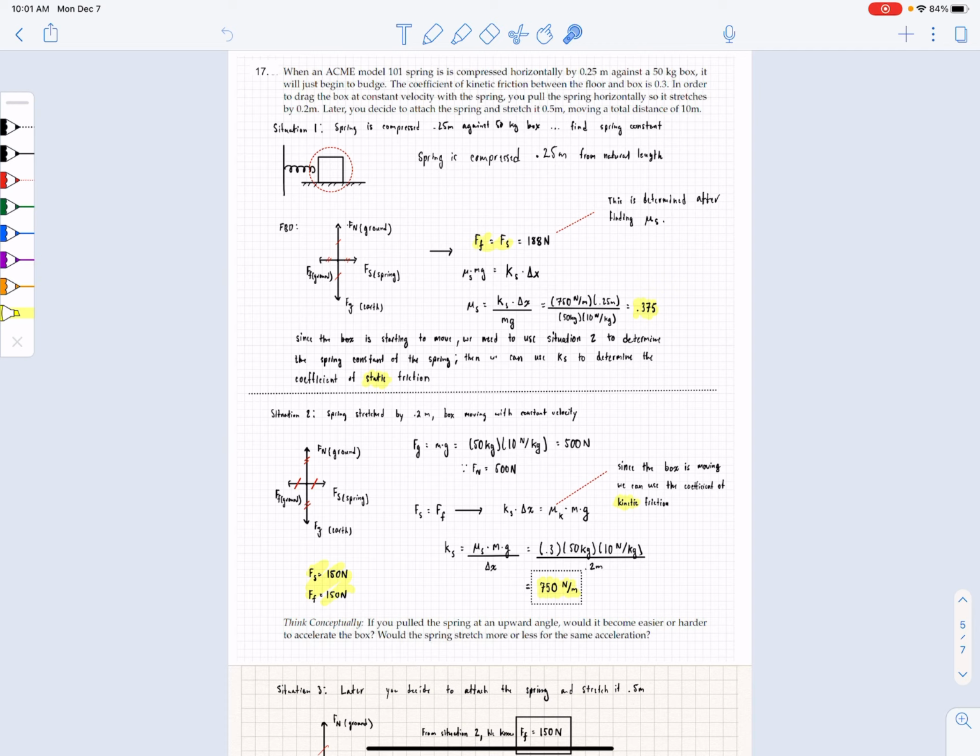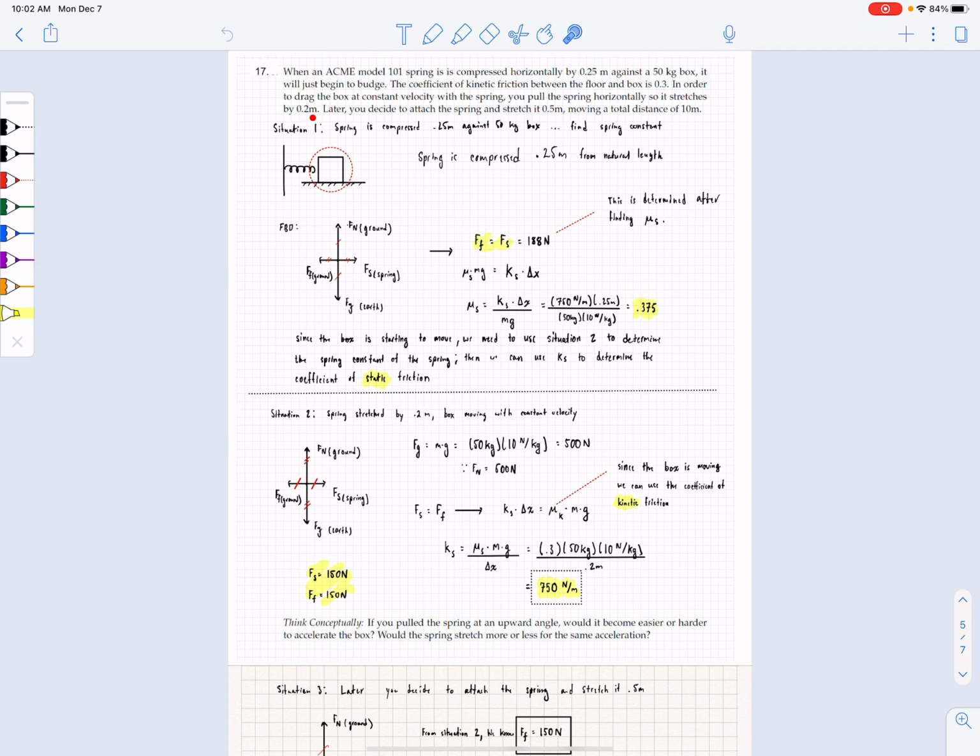In order to drag the box at a constant velocity with the spring, you pull the spring horizontally so that it stretches by 0.2 meters. So what this is to say is the spring needs to be compressed 0.25 meters for the box to begin to move. But once the box is in motion, the spring only needs to be compressed, or I guess stretched. Either way, it's not going to make a difference.